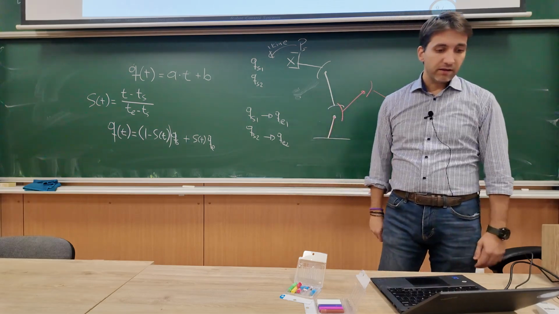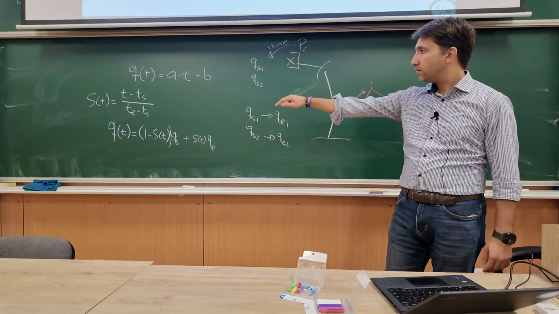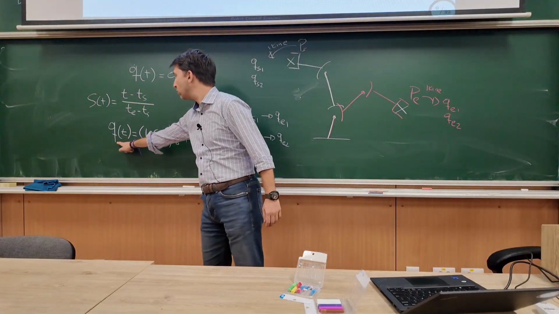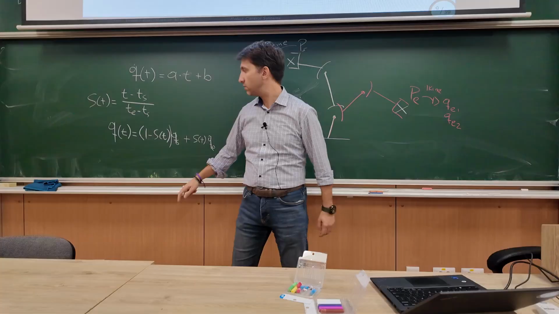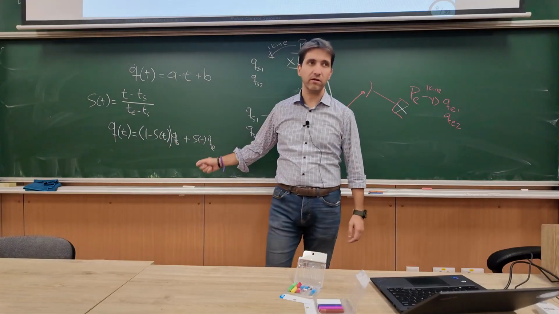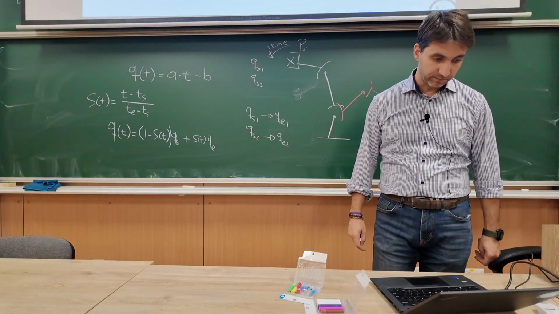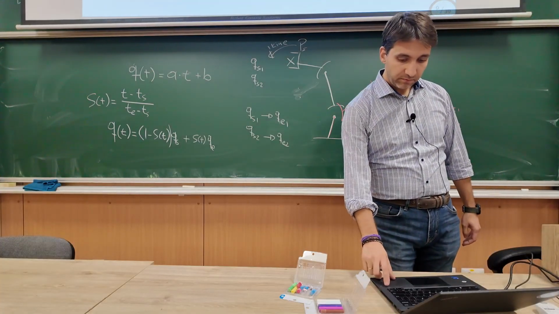How do I interpolate? I interpolate using this form that we saw there, where instead of just Q, I have Q1 or Q2. And Q starting 1, Q ending 1, Q starting 2, Q ending 2. That's on the screen. Great.